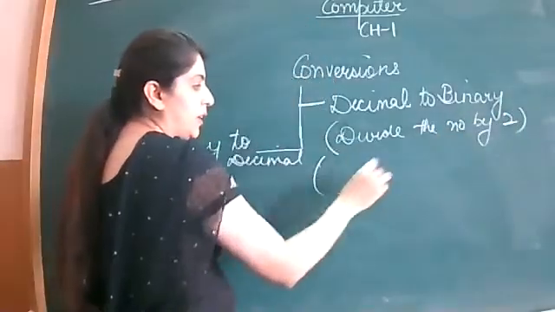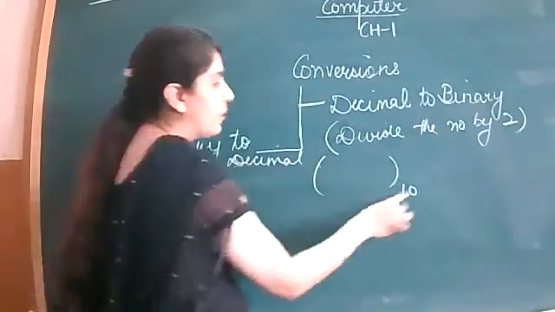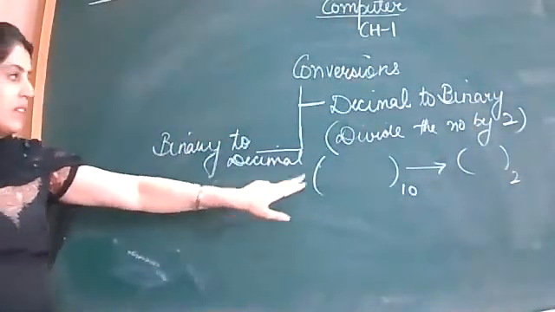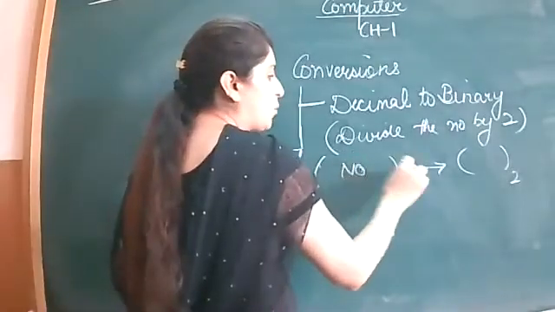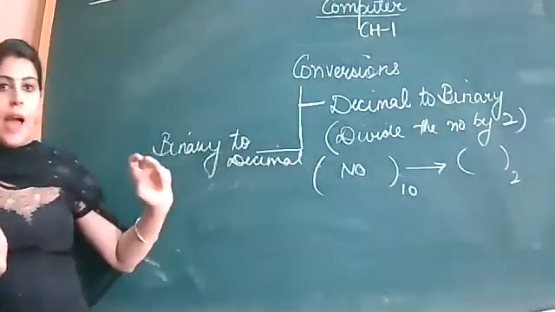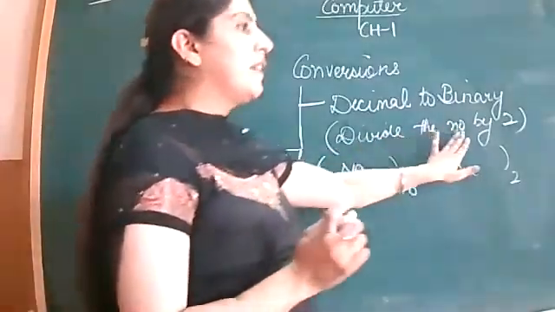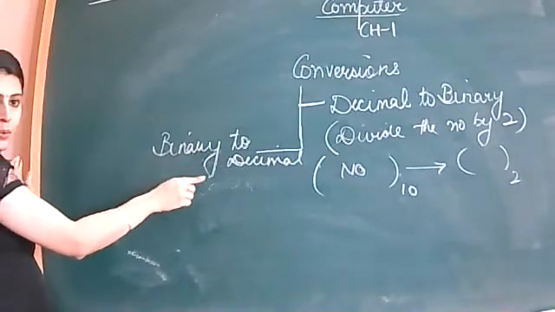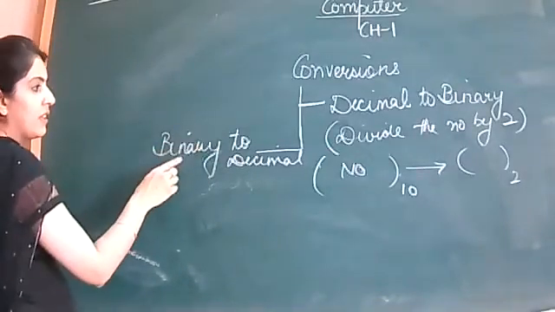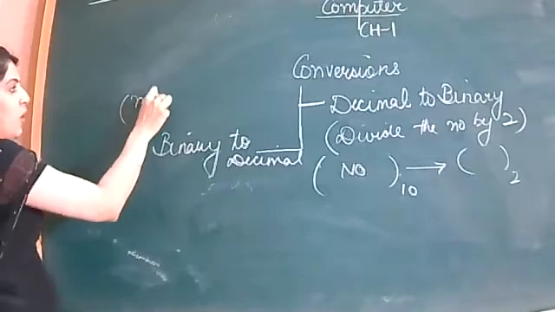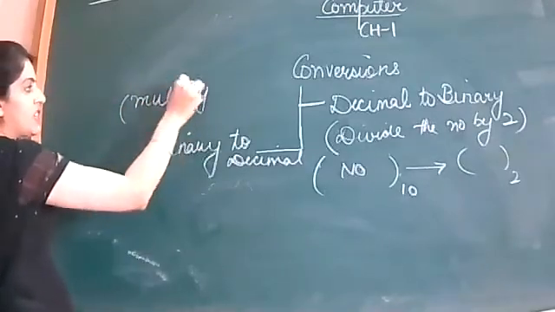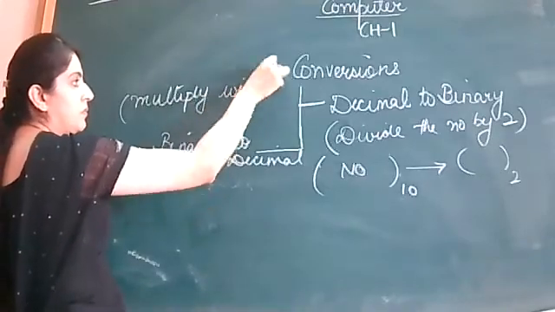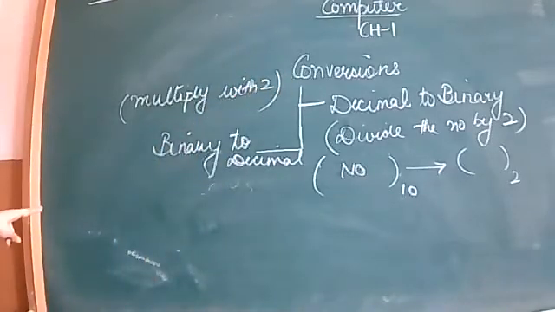In this, base is 10, we have to convert it into base 2. So base 10 is given, the number is given here. We have to convert into the binary equivalent, and the method was we have to divide the number by 2. Now the second type of conversion is binary to decimal that we are going to do today. In this, bache, the method is you have to multiply each digit of a particular number with 2. Clear? This is the difference between the two.